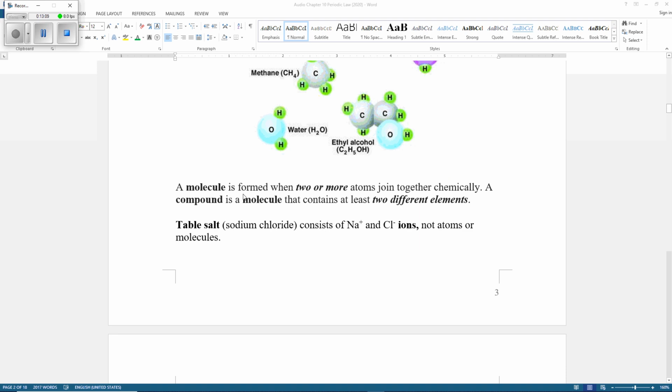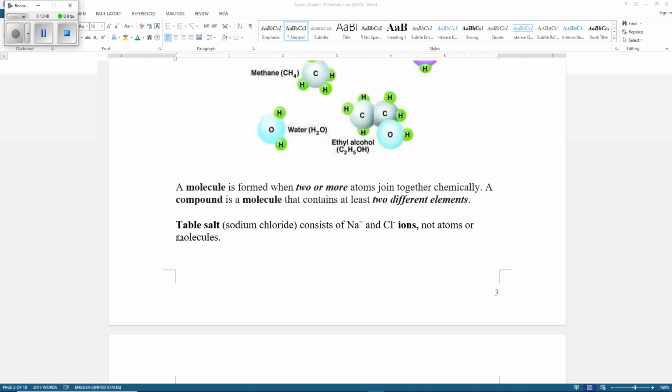So a molecule is formed when two or more atoms join together chemically. What's the difference between a molecule and a compound? A compound is a molecule that consists of at least two different elements. So different elements combined. I would say all compounds are molecules, but not all molecules are compounds.